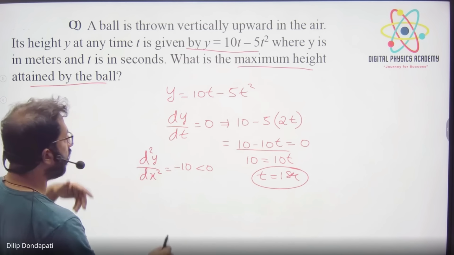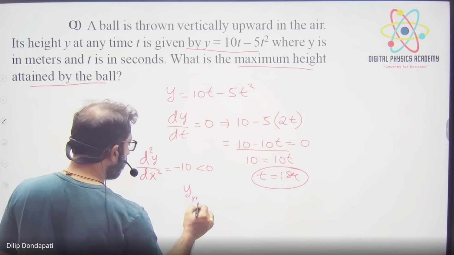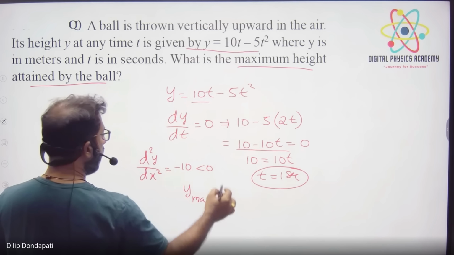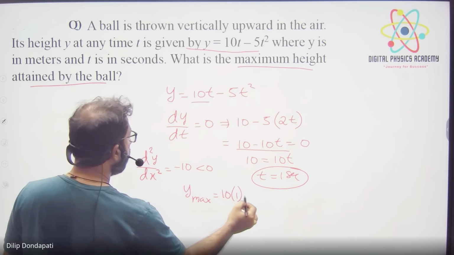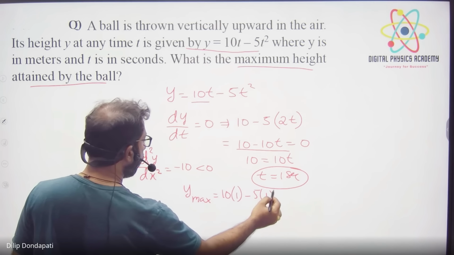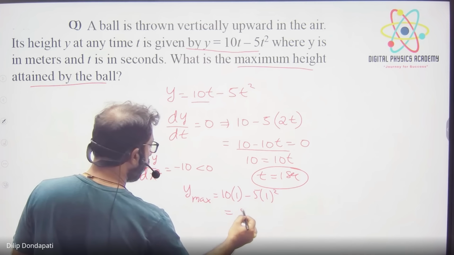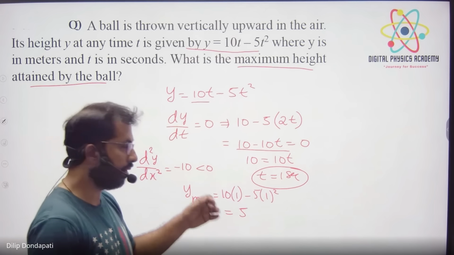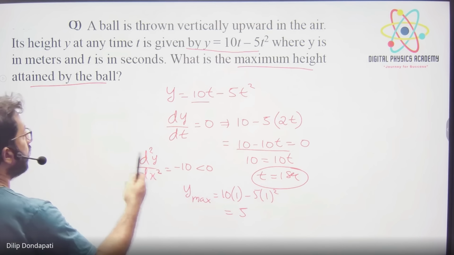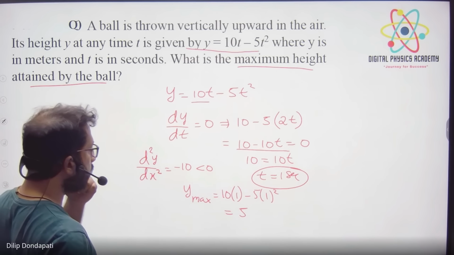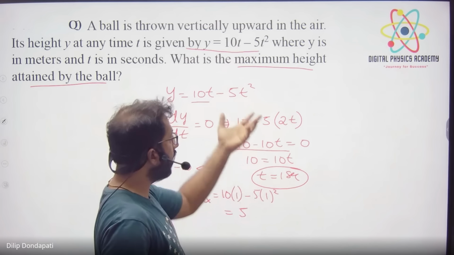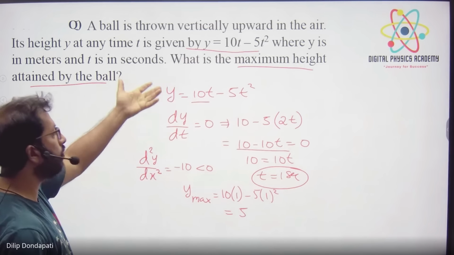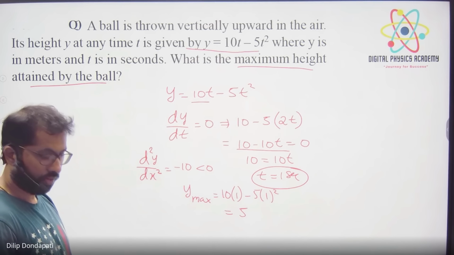So what is the maximum value? y max means substitute the t value in this. So 10 into 1 minus 5 into 1 square. So 10 minus 5 is 5. So this is the maximum height of the ball. You have to understand this application, why differentiation is useful in the question. Even if we don't know the formula for maximum height, we can solve it by this method without knowing the formula.